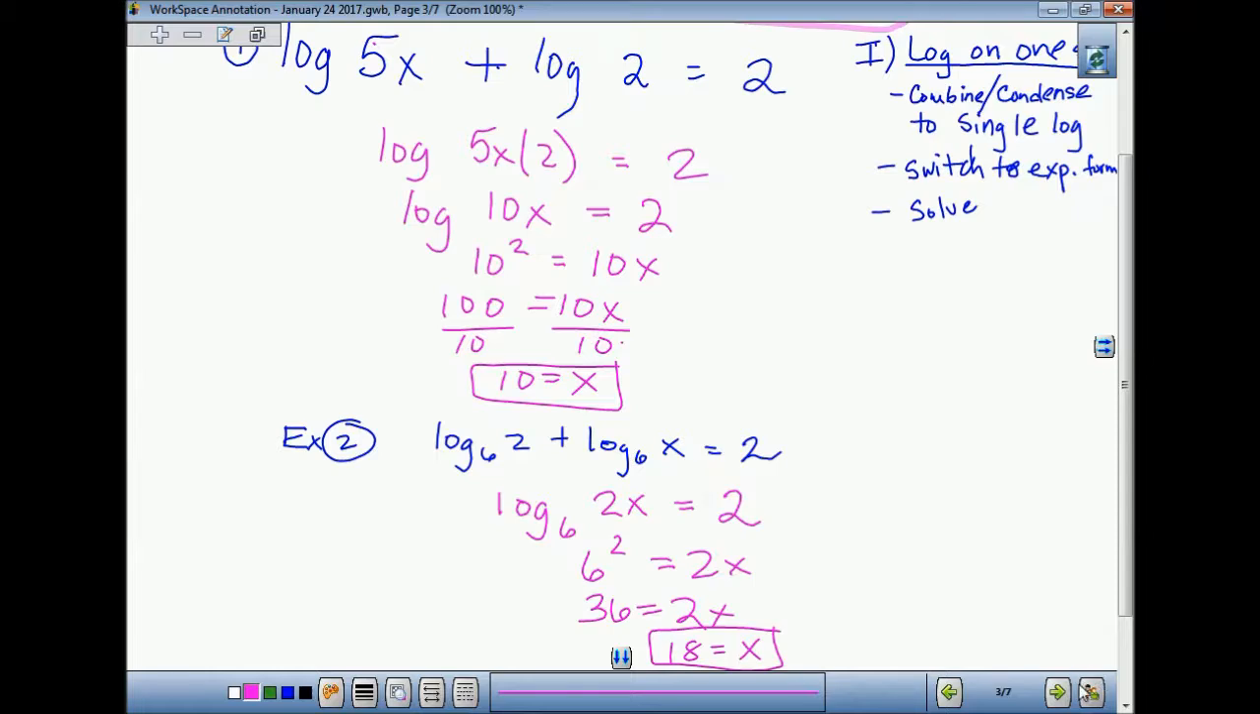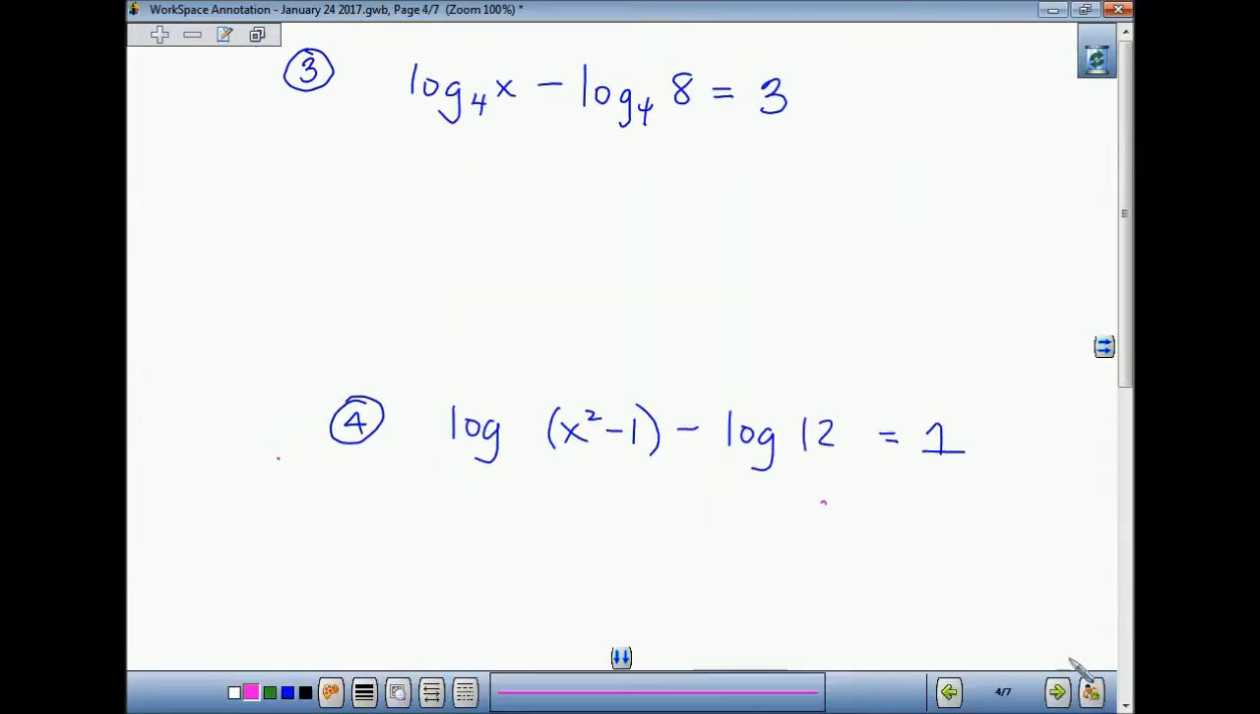Make sense? All right, so let's look at some different ones. This one has subtraction, but we still just have logs on one side. So logs on one side, we're going to condense. So what does this become? X divided by 8. Yep. Is that correct? It is correct.